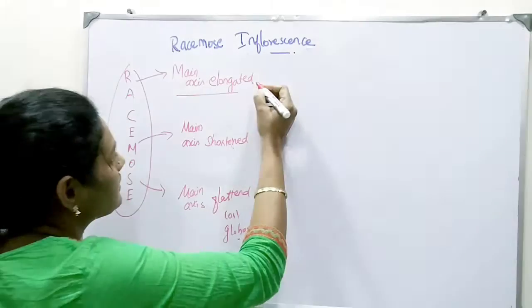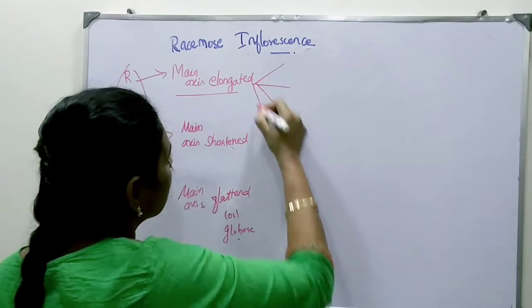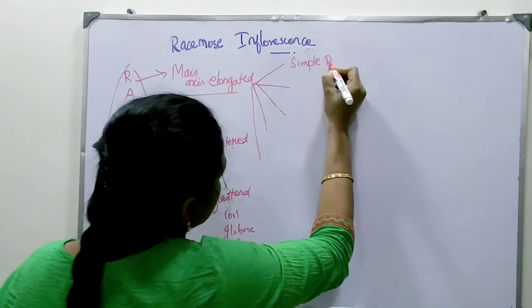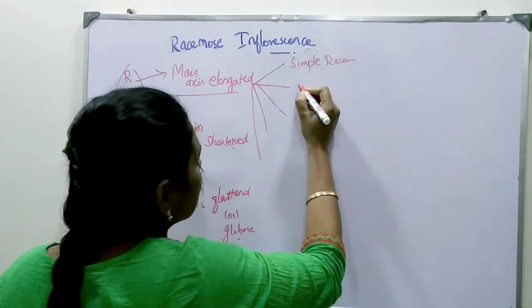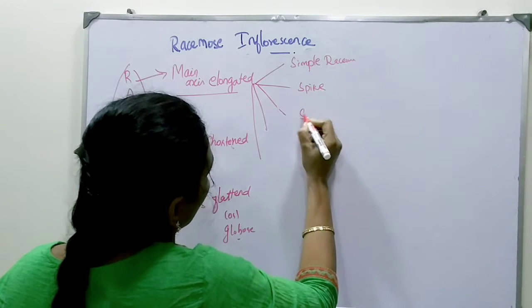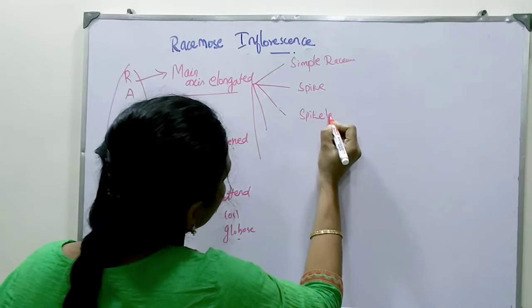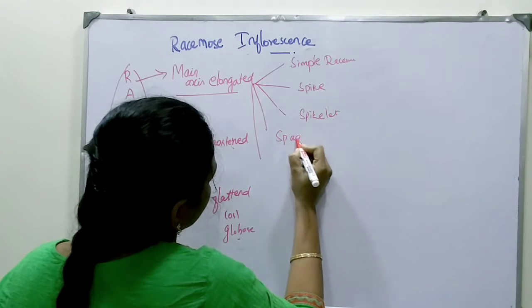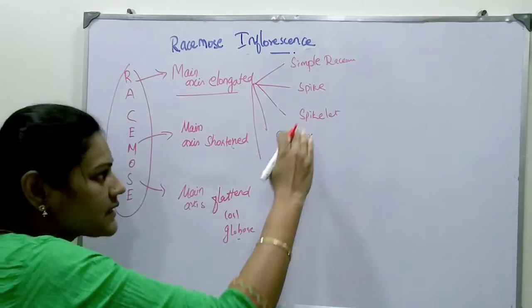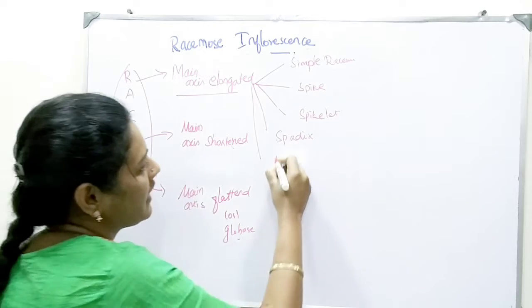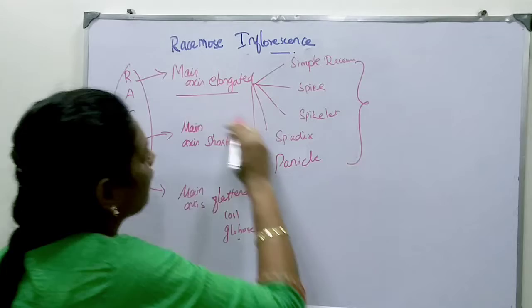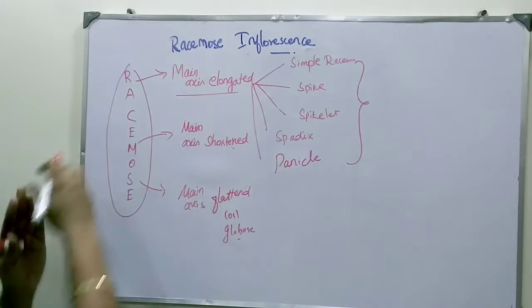Okay, so this main axis elongated, again you will be having 5 types. First one is simple raceme. What is this called? Simple raceme. Next one is called spike. Next one is called spikelet. Next is called spadix. Okay. So, simple raceme, spike, spikelets, spadix and panicle. So, these are all the 5 types of the main axis elongated type of the racemose.